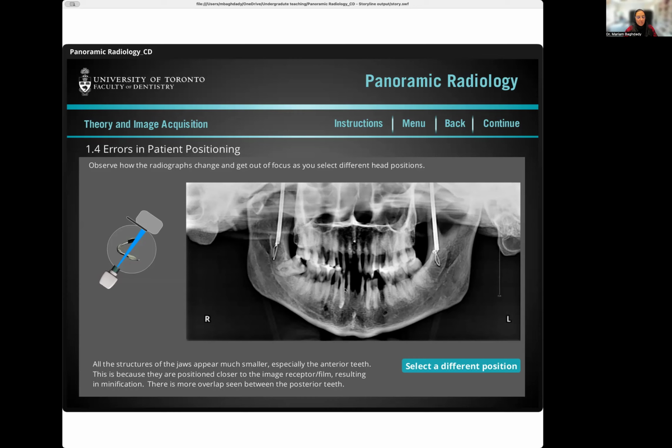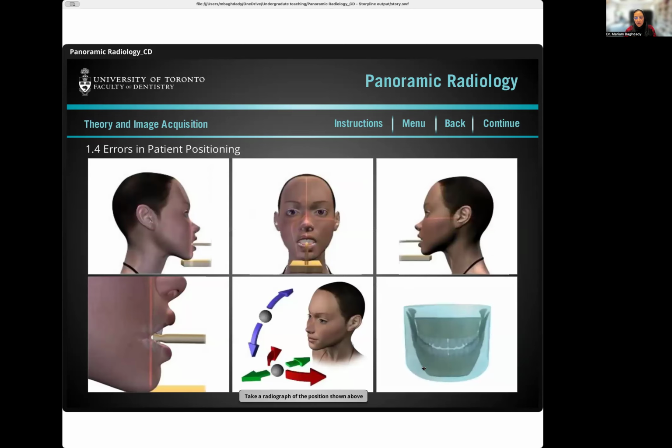And the problem with minification, when everything is so small, you get a lot of overlap and you really can't see anything. Everything is overlapped because everything is just squished into a smaller region. Okay, does everybody understand that part? Yeah, we're good? Excellent.